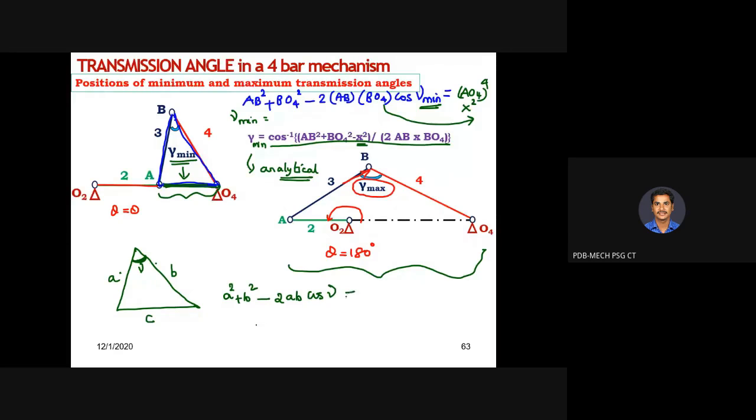That should be equivalent to the opposite side squared. What is opposite to this angle? C. It will be equal to the square of this C. So this is your cosine law. You can use any triangle and apply this law for finding out the transmission angle. The same concept is used for finding out the transmission angle for minimum and maximum conditions. Is it clear? Okay. So this is a mathematical formula, you can recall it.